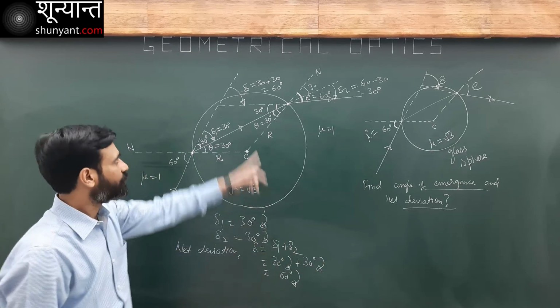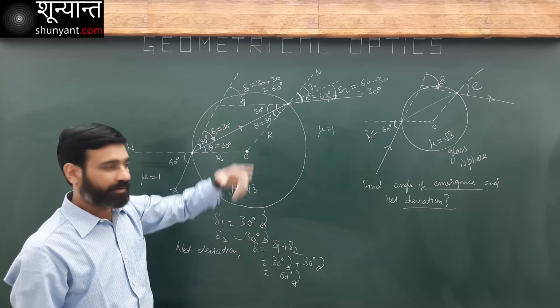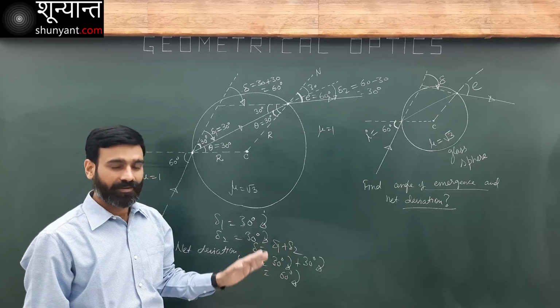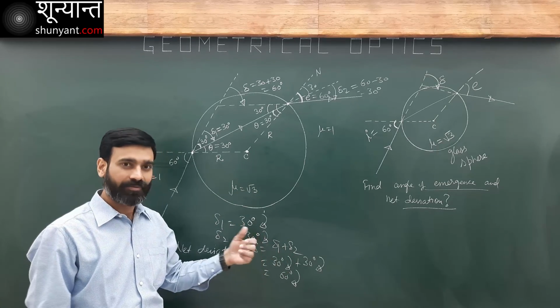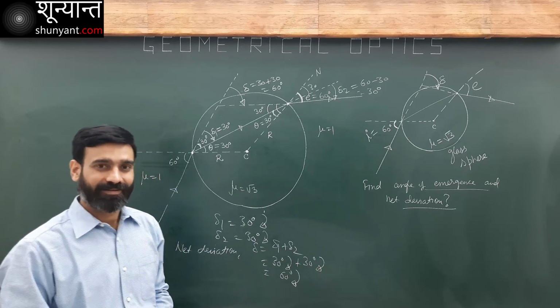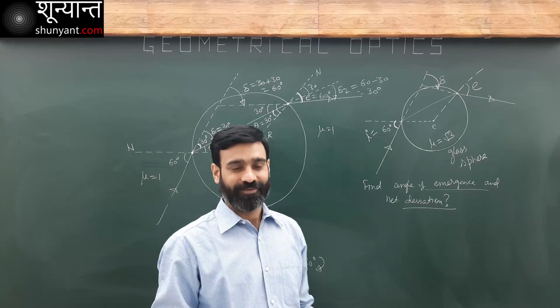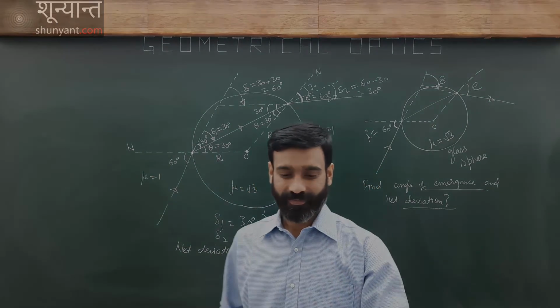They are always going to be the same. You get it by simple geometry or you get it using this relation: in case of successive deviations, the net deviation will be equal to the summation of all the successive deviations. It is applicable everywhere, for mirrors, for lenses, everywhere. Okay, so that's it about this class.